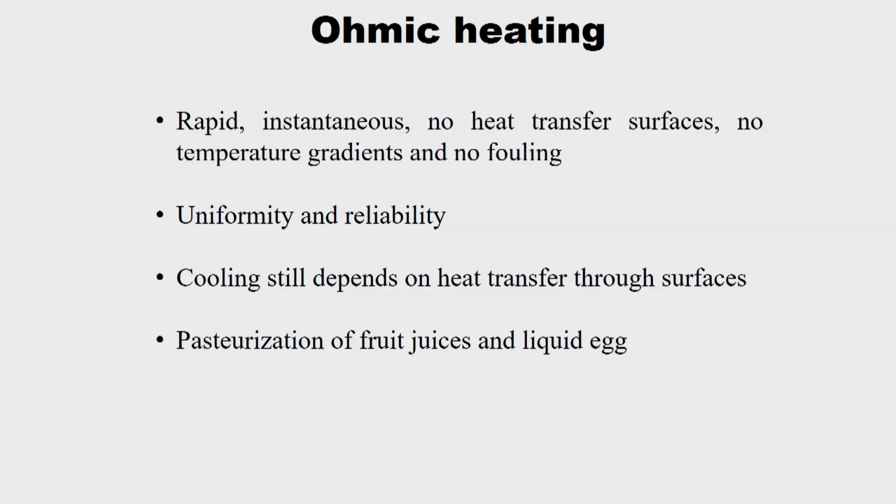But the issue is uniformity and reliability that you may not get during ohmic heating. And one more thing is, even though you do heating by ohmic, the cooling still depends upon heat transfer through surfaces. The cooling water has to be done via a heat transfer surface only. So, this is another disadvantage, and I will not be getting uniform temperature distribution and reliability. An example of ohmic heating is pasteurization of fruit juices and liquid egg. So, this is a glance about ohmic heating.